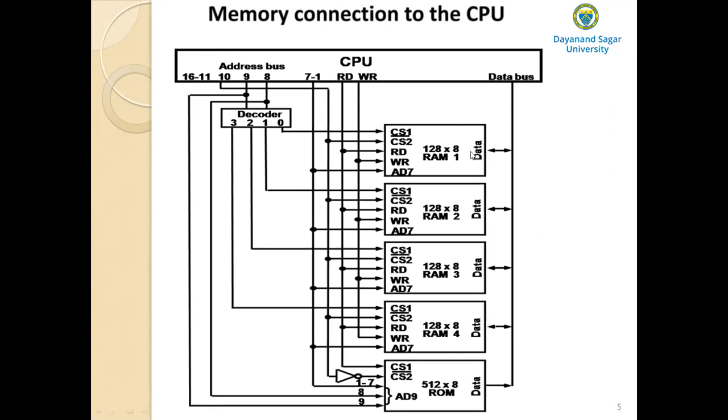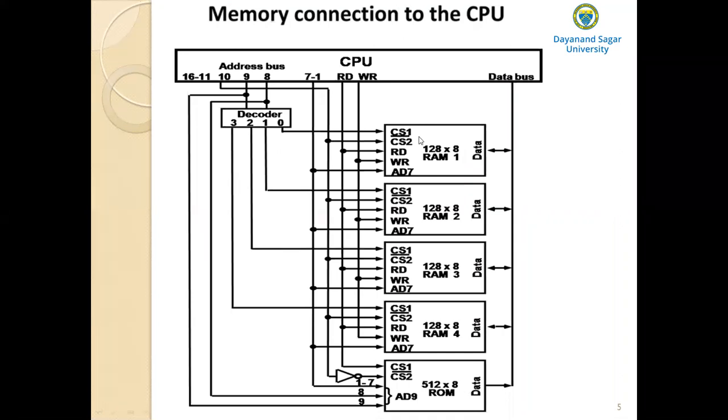Similarly, the data pins of the RAM are connected to the data bus. See here, the data bus is bidirectional in case of RAM, because RAM is read and write. The CPU can both read from the RAM and write to the RAM. That is why the data bus is bidirectional here. Whereas ROM is read only, so the ROM has only output capability. So the data bus of the CPU is connected to the data bus of these RAMs and the ROM.